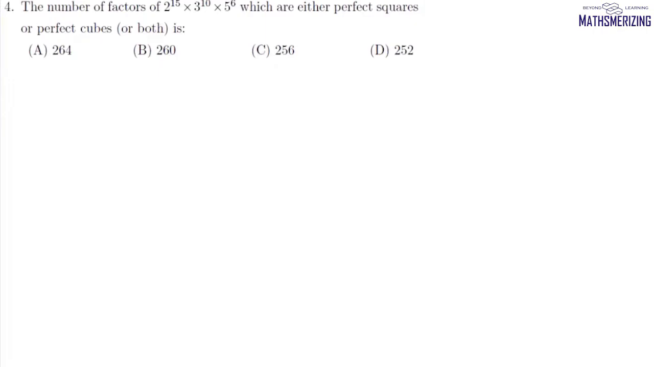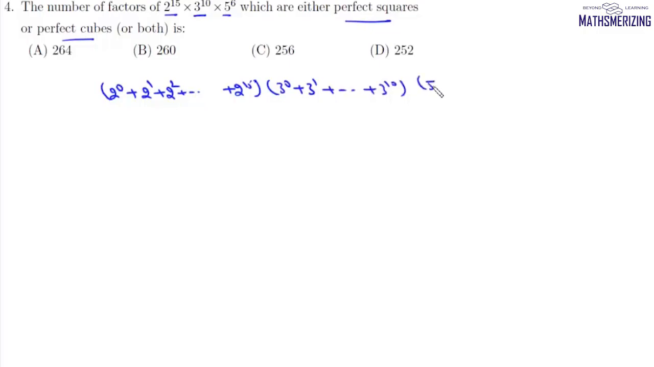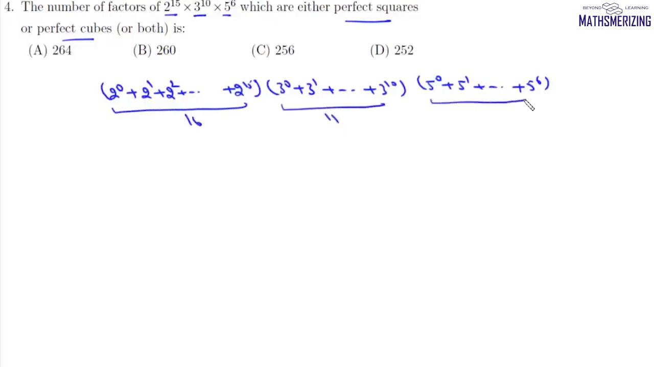Now here the question is the number of factors of 2 to the power 15 into 3 to the power 10 into 5 to the power 6, which are either perfect squares or perfect cubes. Now we know that all the factors of this number can be expressed as 2 to the power 0, 2 to the power 1, 2 square up to 2 to the power 15, into 3 to the power 0, 3 to the power 1 up to 3 to the power 10, and then 5 to the power 0, 5 to the power 1 up to 5 to the power 6. Now here we have 16 elements, here we have 11 elements, and here we have 7 elements.